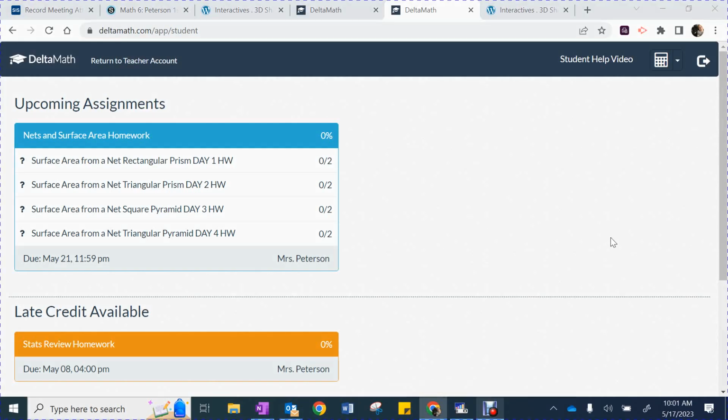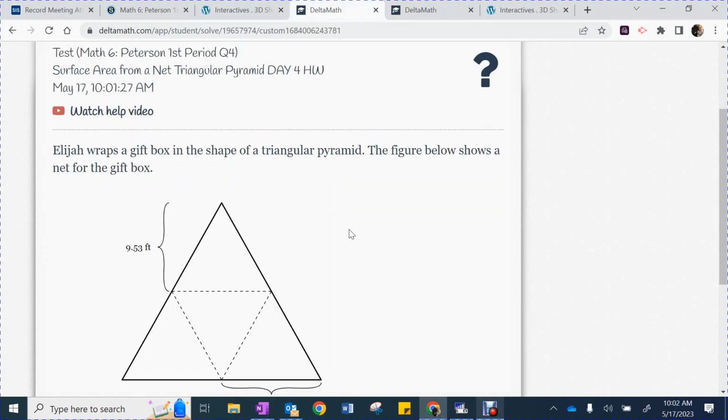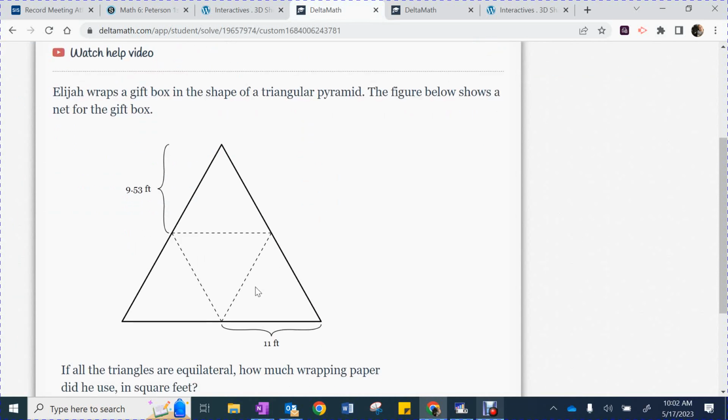For the rest of class, you are finishing this nets and surface area homework. You're on this last part that says day 4 homework. Again, you have 2 questions. I want to point out something very important. Here's an example of one of your homework questions for today. The bottom is the base. The top is the side. So let me write that out.